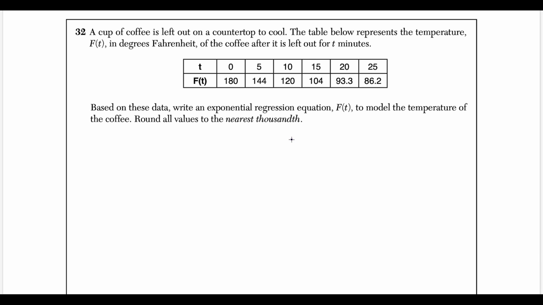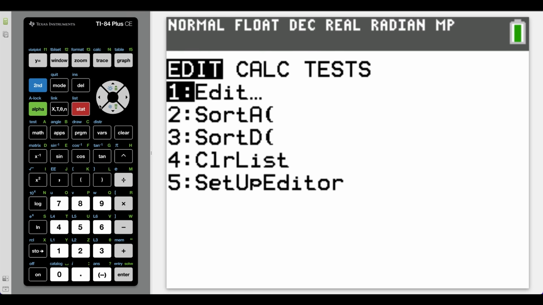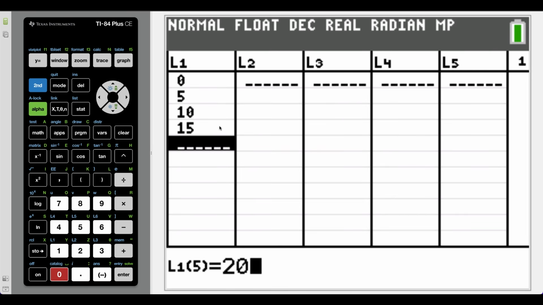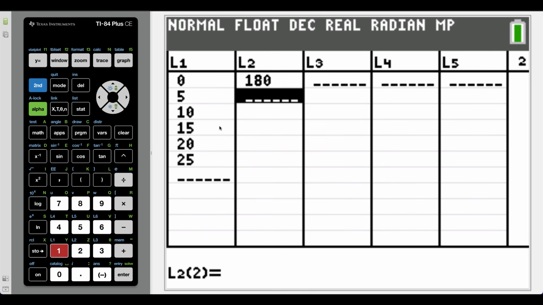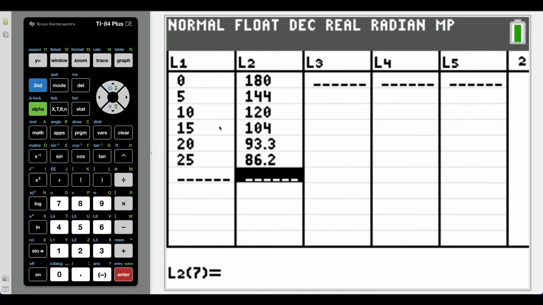Question 32 is easy if you know how to type this into the calculator, and what we want is an exponential regression equation, and we're naming the equation f of t. So we'll just switch back to the calculator view here, and we're going to go stats, and we're going to edit our table here. So we're going to just fill up this column here with everything from the question. So L1 is our column for t, and L2 is our column for f of t.